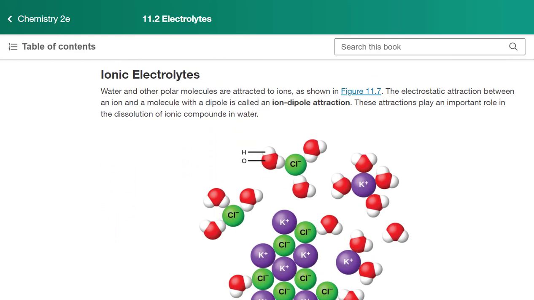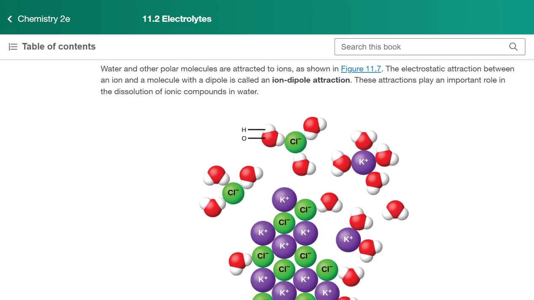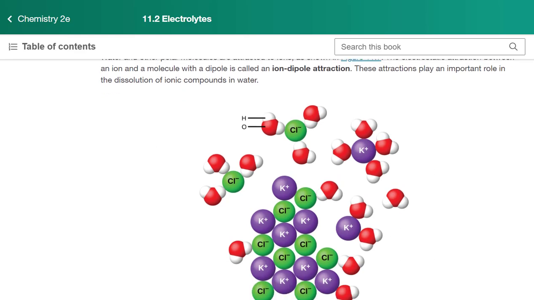So let's talk a little bit about what happens when an ionic compound dissolves. The process here of ionic electrolytes involves something called an ion dipole attraction. If you think back to Module 10, we had a series of intermolecular forces like dipole-dipole attractions, hydrogen bonds, dispersion forces. Ion dipole attractions are similar to that. So it's similar to a dipole-dipole attraction. The difference is instead of two dipoles being attracted, you have a dipole attracted to an ion.